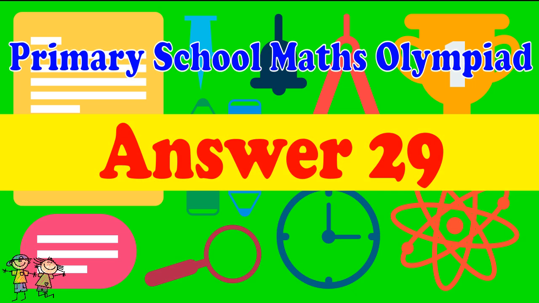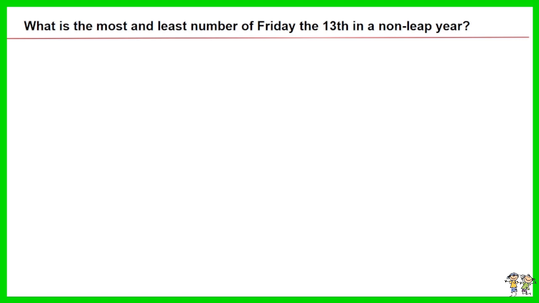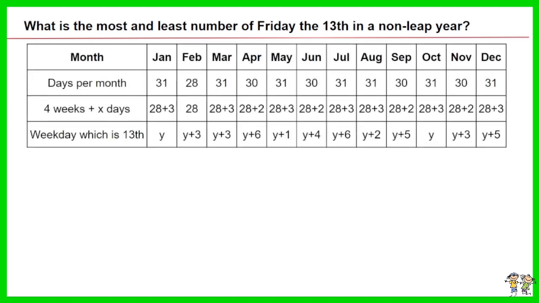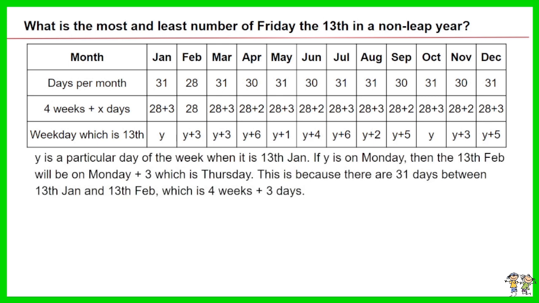Answer for question 29. Create the table as shown. Row 3 is the number of weeks and the remaining days in the month. For example, January has 31 days, thus it is 28, which is for 4 weeks, and the remaining 3 days. In row 4, Y is a particular day of the week when it is the 13th of January. If Y is on Monday, then the 13th of February will be on Monday plus 3, which is Thursday. This is because there are 31 days between the 13th of January and the 13th of February, which is 4 weeks plus 3 days.